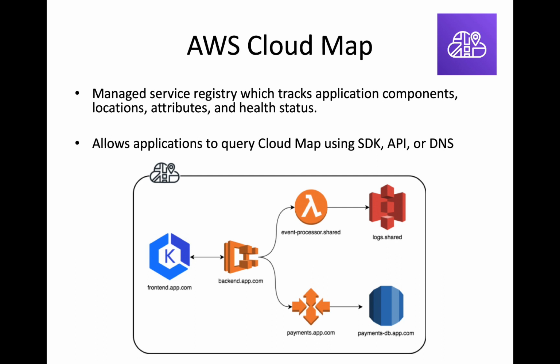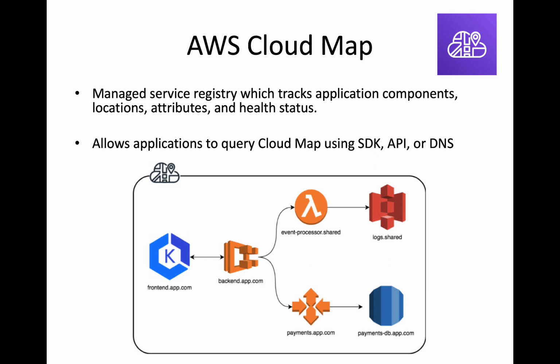It helps you build that sort of client-side pattern where applications can register themselves with Cloud Map, and then other services can query Cloud Map to find the location of services that they need to communicate with. Your applications can query Cloud Map using a variety of mechanisms. They can use an SDK like Boto3, they can use the AWS API, and they can also use DNS.